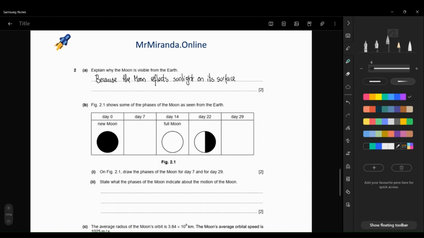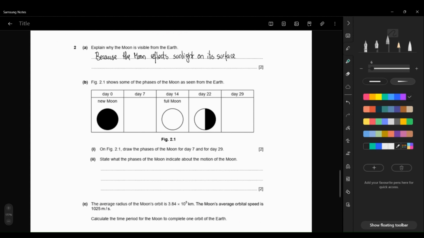B. Figure 2.1 shows some of the phases of the moon as seen from the Earth. So it starts on day 0 with new moon. Day 7 is a blank space. Day 14 is full moon. Day 22, you only see half of the moon. And then 29 is also a blank space. On that figure, draw the phases of the moon for day 7 and for day 29.